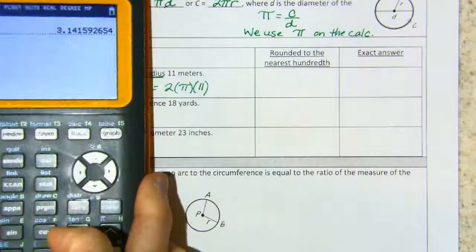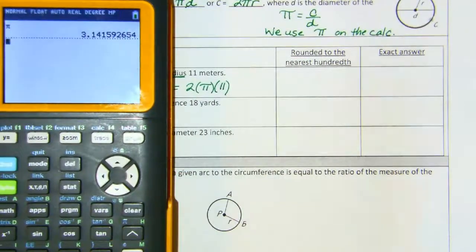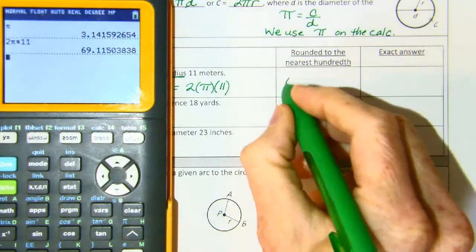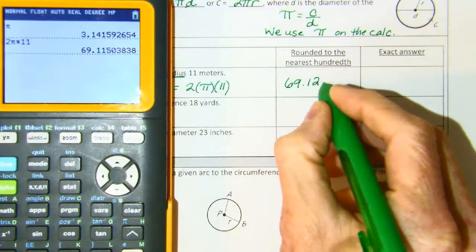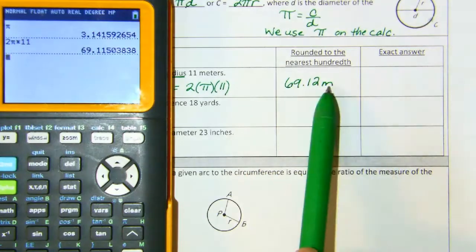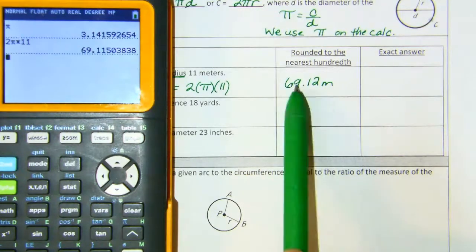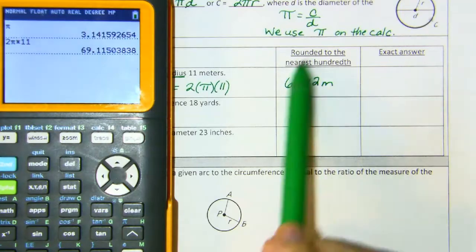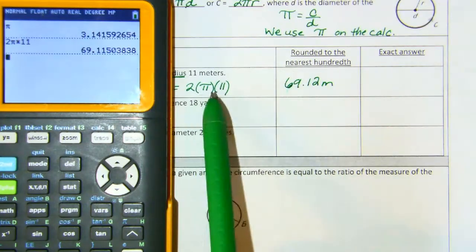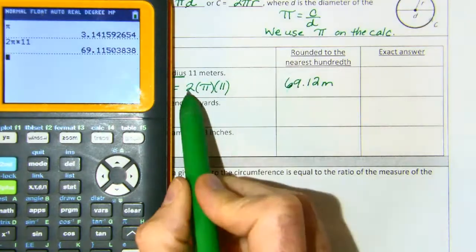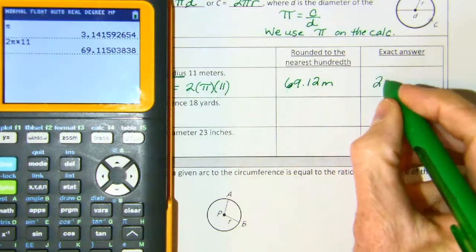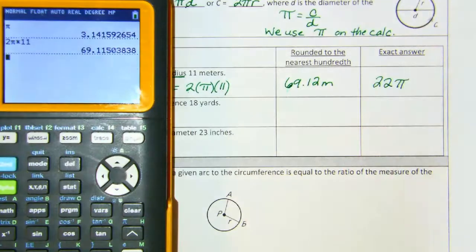On the calculator, we would simply type that in. Again, use that pi key: 2 pi times 11. Round to the nearest hundredth, so we would say 69.12 meters. Now remember, this is in linear units. It's how far or how long that piece is around the circle. Now the exact answer is actually easier. You just put the coefficients together: 22 pi. So 22 pi meters. It's actually easier to give exact answers.